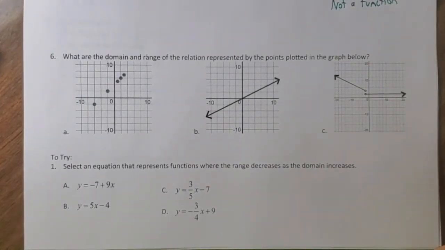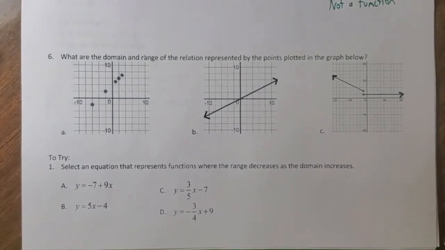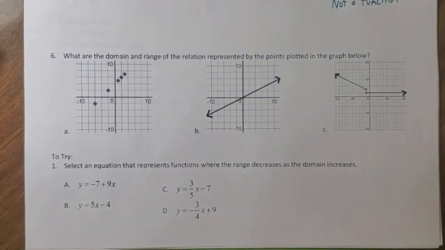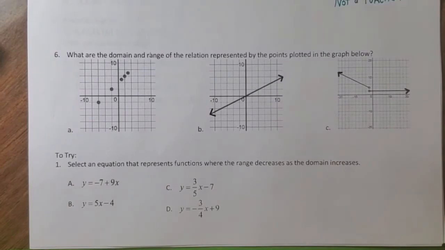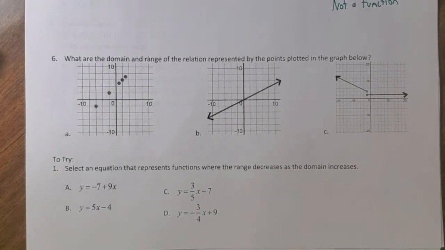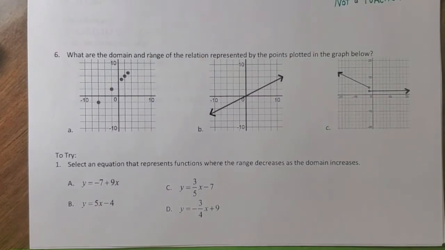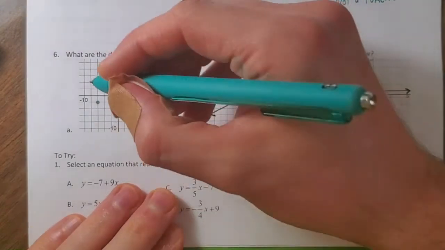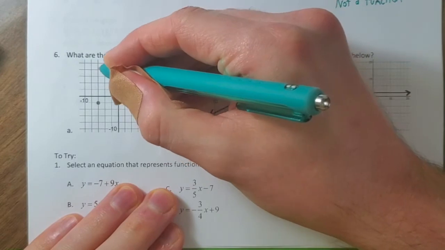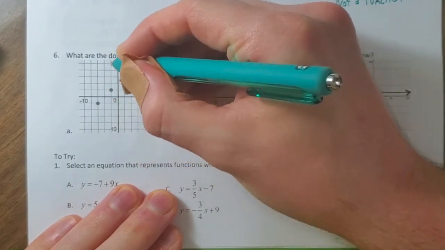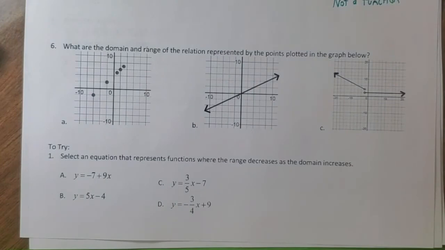Okay, with 6, we're asked what are the domain and range of each of the relationships represented by the points plotted in the graphs below. Okay, so with our graphs, it's actually really nice and easy. We have a quick test to help us determine whether or not something is a function, which we refer to as the vertical line test. And all the vertical line test does is say, as long as there's no place in our graph such that we can draw a vertical line and we will intersect more than 1 point on our graph, we have a function.